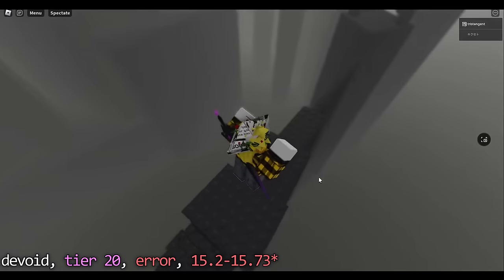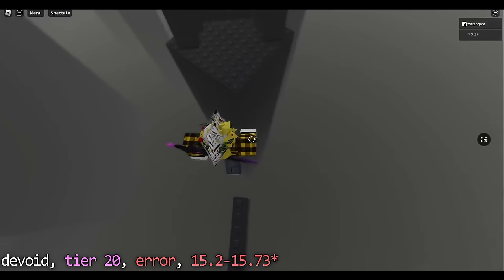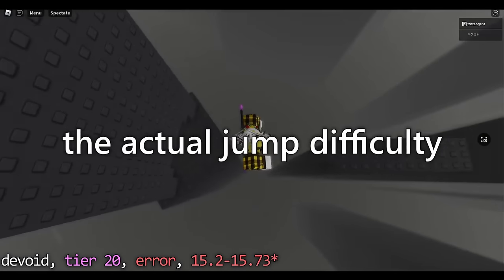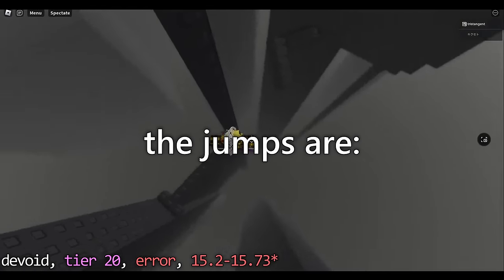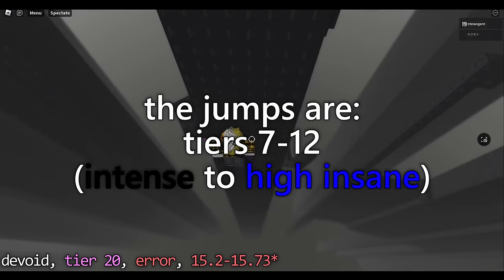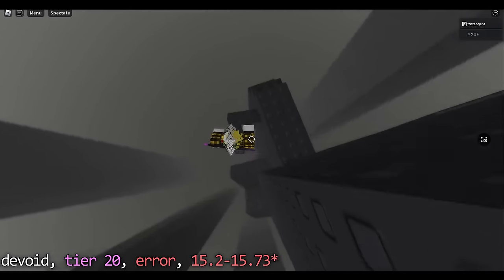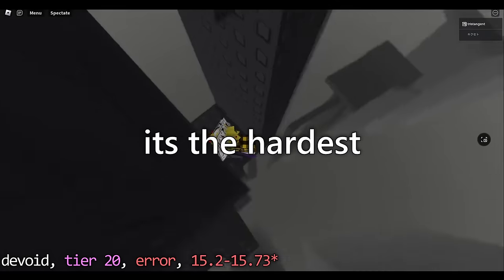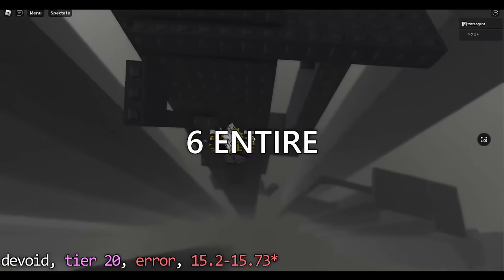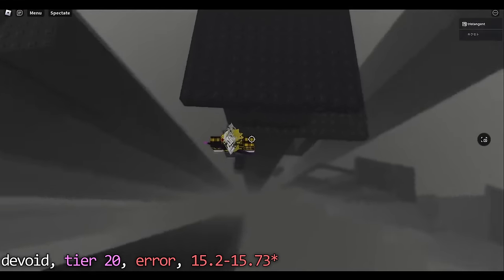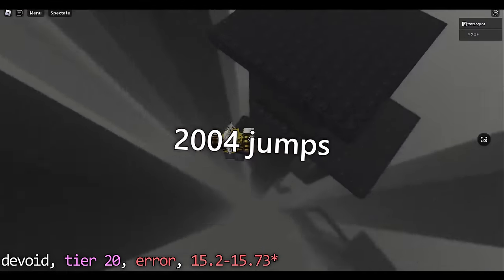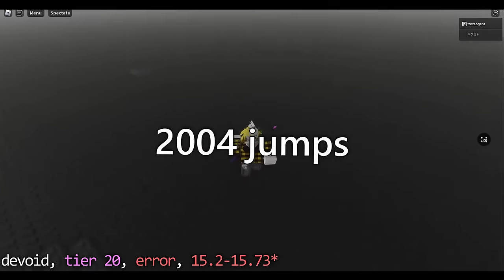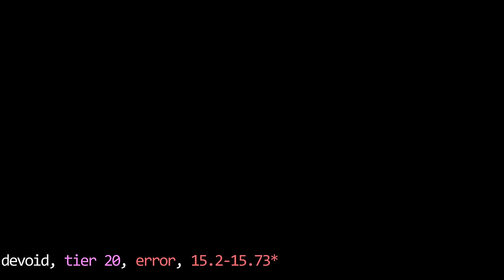It's by far the hardest obby that you can realistically do. Not in terms of the actual jump difficulty, no, no. The jumps are easy, only ranging from tier 7 to 12 or intense to high insane difficulty. That's not why. It's the hardest because it's almost 6 entire hours long. I'm not even joking. This obby has a total of 2,004 jumps as well, making it the longest tiered obby that there is to my knowledge.